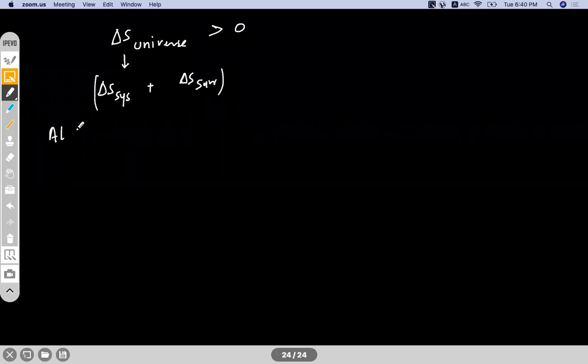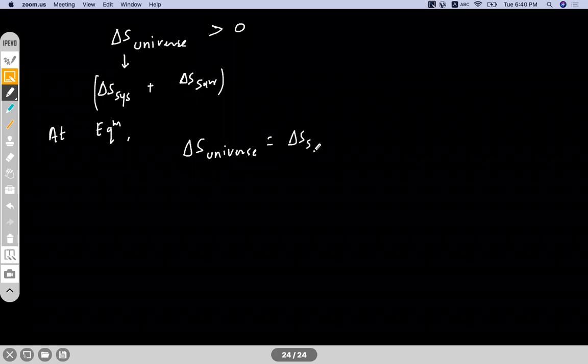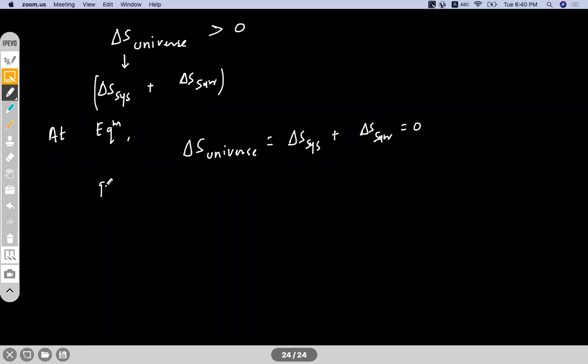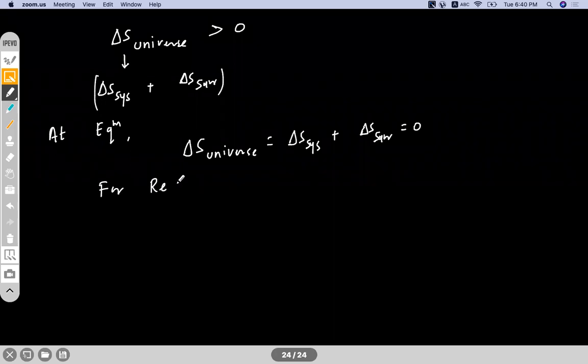At equilibrium, what can we write? We can write delta S of universe is equal to delta S of system plus delta S of surroundings, which is equal to zero. This is at equilibrium. For a reversible process, we have seen this relation already: the expression of entropy change is dq by T. Already we have discussed it. The definition of entropy is this only.